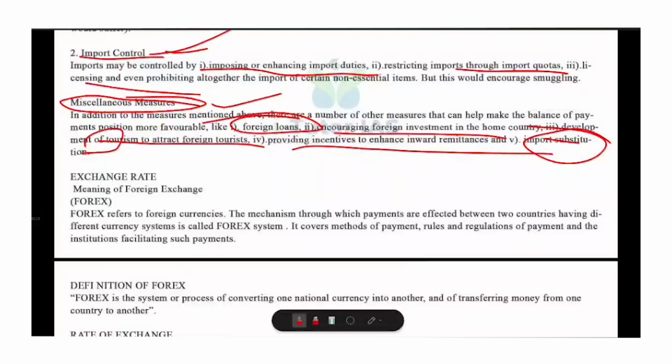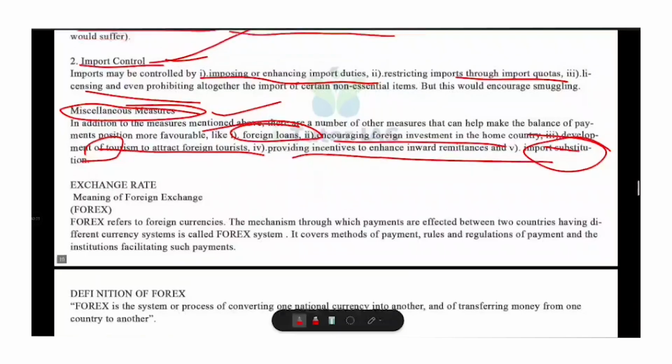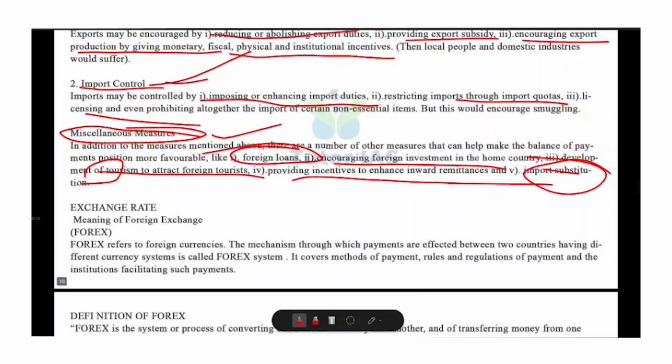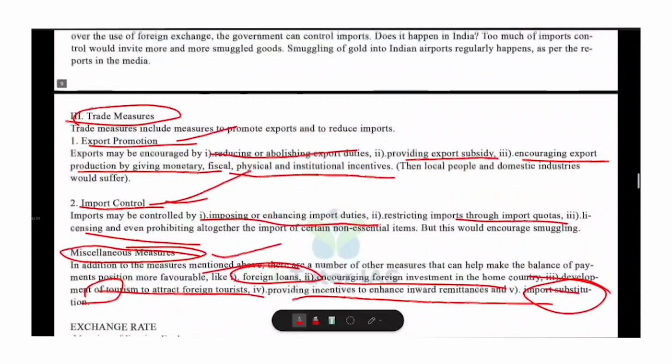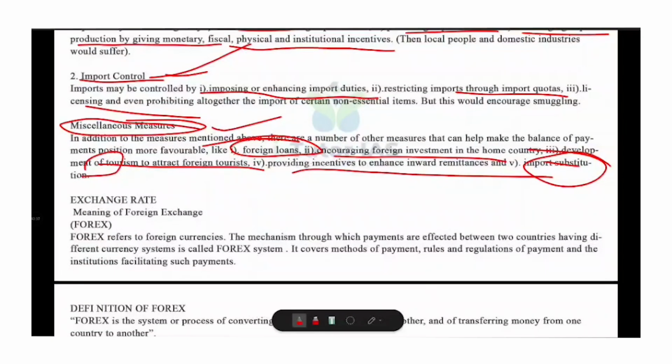In simple terms, we can say that miscellaneous measures are ways to bring foreign money in or reduce foreign money out without relying directly on export or import restrictions. They complement monetary and trade measures for a stronger and more sustainable BOP position. Okay, so in this class we had covered BOP disequilibrium, and the measures to correct BOP disequilibrium. Hope you understand. Thanks for watching. We can continue the rest in the next class.